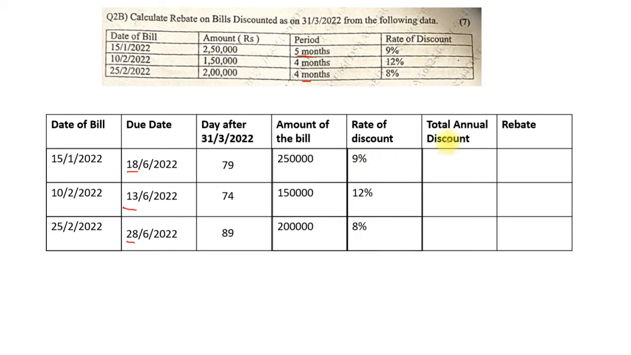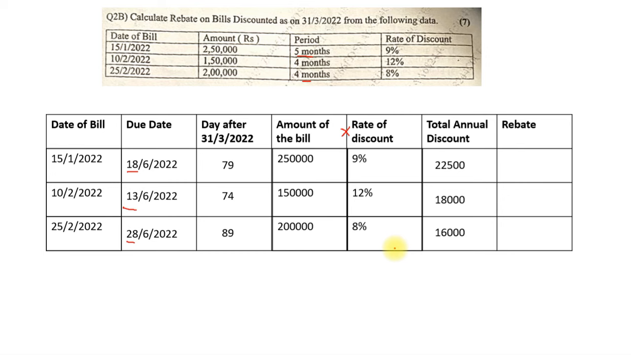Now, in order to calculate the total annual discount, okay, it is very simple. Amount of bill multiply by the rate of discount. So 2,50,000 into 9%, which comes to 22,500. 1,50,000 into 12% comes to 18,000. 2 lakhs into 8% comes to 16,000. Okay, till here very simple.